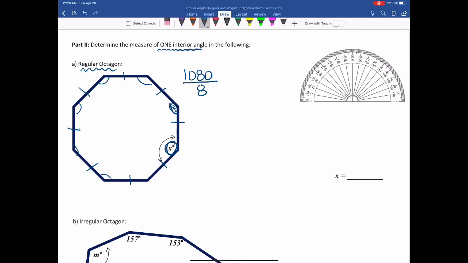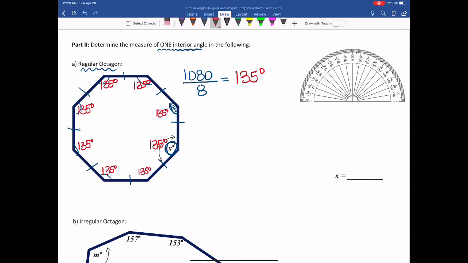And of course, you can use your calculator. 1,080 divided by 8 is 135, okay? So all these angles are 135 degrees. This one's 135 degrees. This one's 135 degrees. And we know that because we know it's regular. And since it's a regular shape, every single angle is the same.